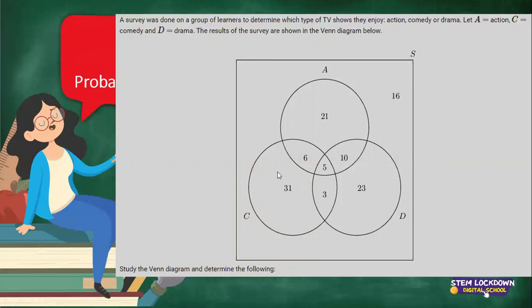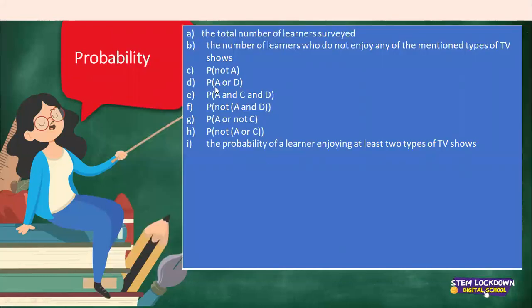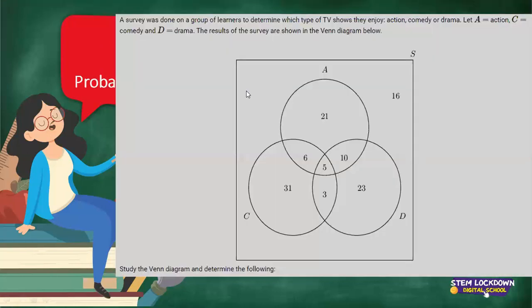Now that answers that. Then find the probability of A or D, question D. So what does the probability of A or D mean? The whole of the elements in A and the whole of the elements in D, without repeating any element, will give us the probability of A or D.